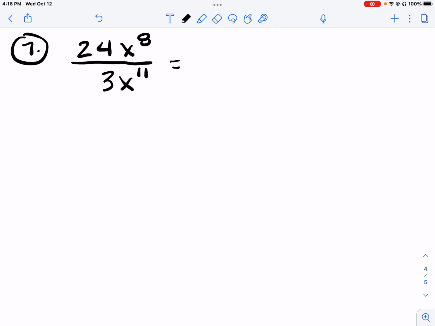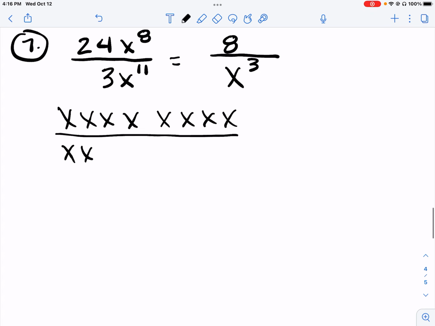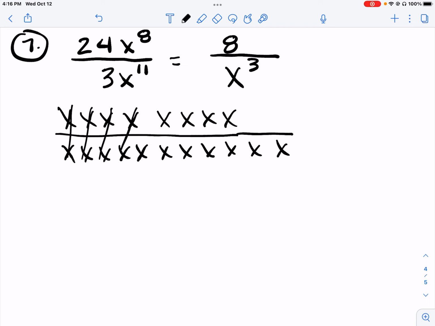Okay, 24 divided by 3 is 8. We're going to subtract. 11 is bigger. 11 minus 8 is 3. And since the 11 is on bottom, the leftovers are on bottom. There's x to the 8th, x to the 11th, okay, 8 from the top would cancel with 8 from the bottom, but there would still be 3 on the bottom.